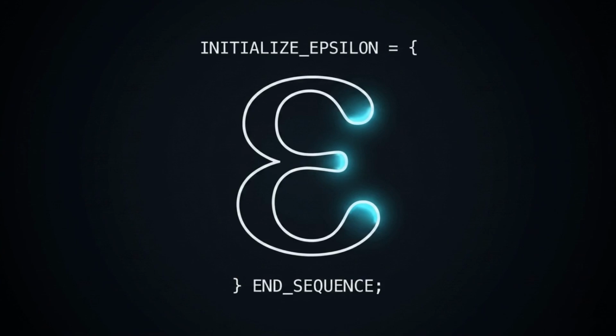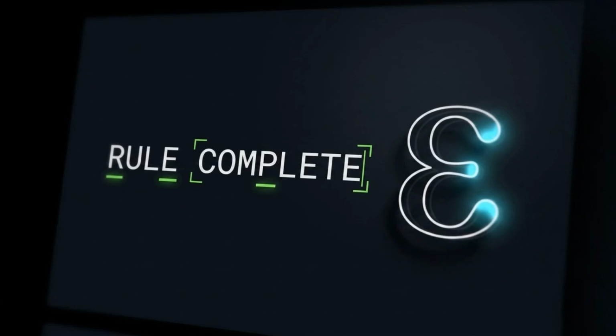Epsilon is mathematically necessary. Without it, the parser has no valid path to complete a basic if-then statement, and the parsing process would crash. Epsilon tells the parser it can legally finish the rule without expecting any more characters.